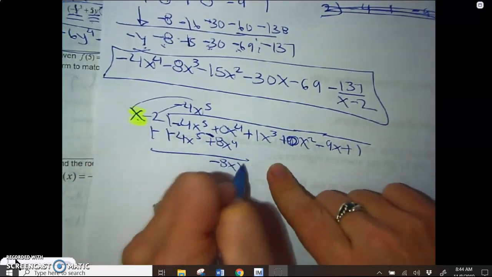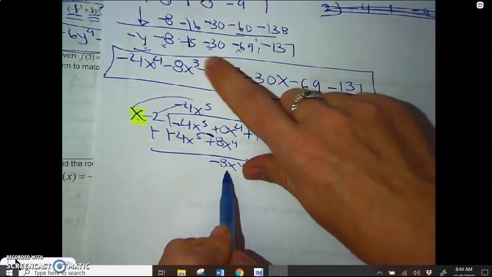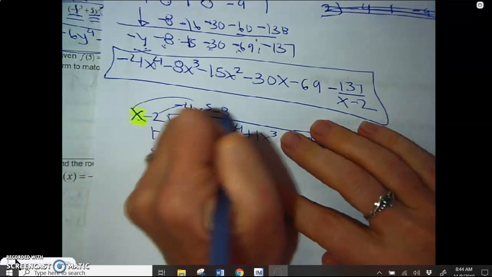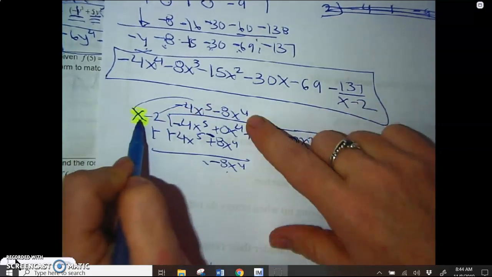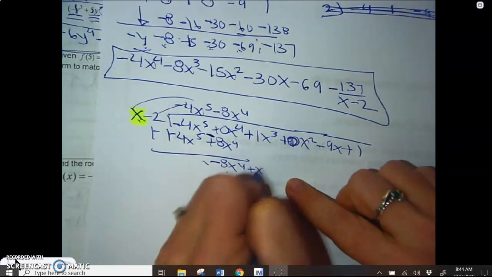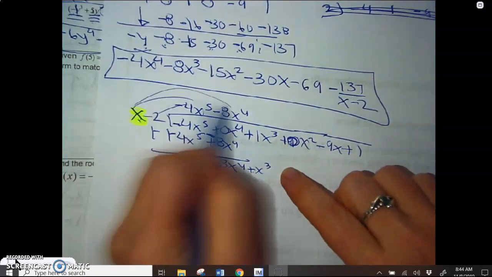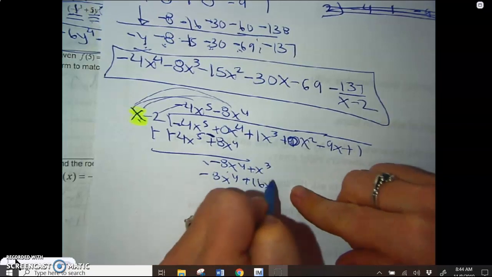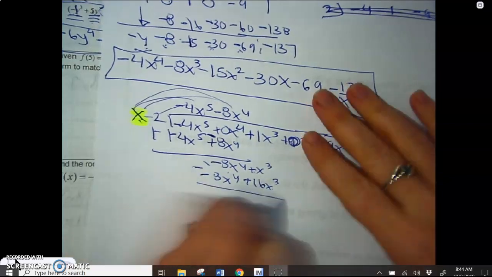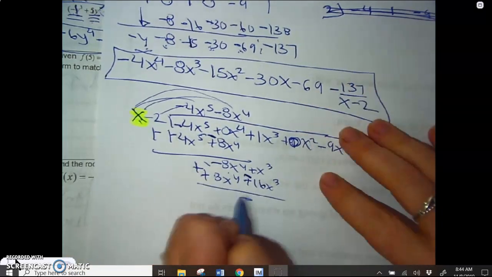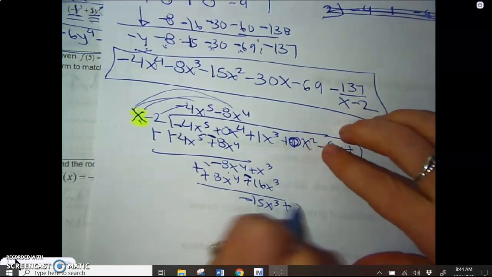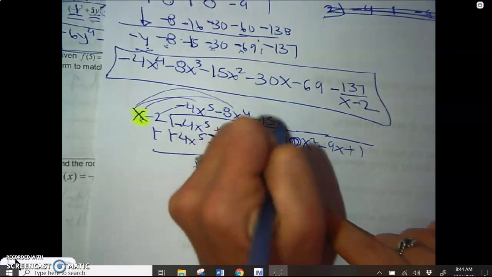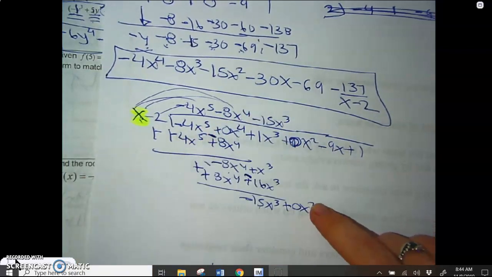Negative 8x to the 4th. Look at that. Negative 8. Look up here. Negative 8. Okay, so it's working out. Negative 8x to the 4th, because this is always your dividing this divided by this. Now multiply, multiply. Negative 8x to the 4th. If you're not 100% following me, then just let it go. It's bonus. This, this, this. Negative 15x cubed plus 0x squared. This divided by this. Okay.